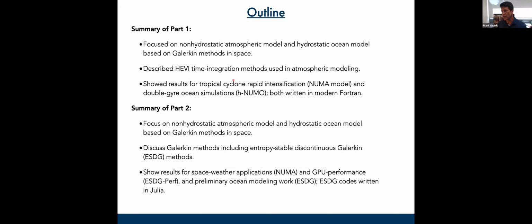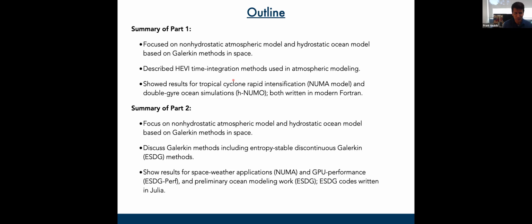We started off with our NUMA model, and then that group at Boise State and then Florida State added capabilities to do hydrostatic ocean modeling. And both of these models are written in modern Fortran. And NUMA is GPU capable, H-NUMO is MPI.